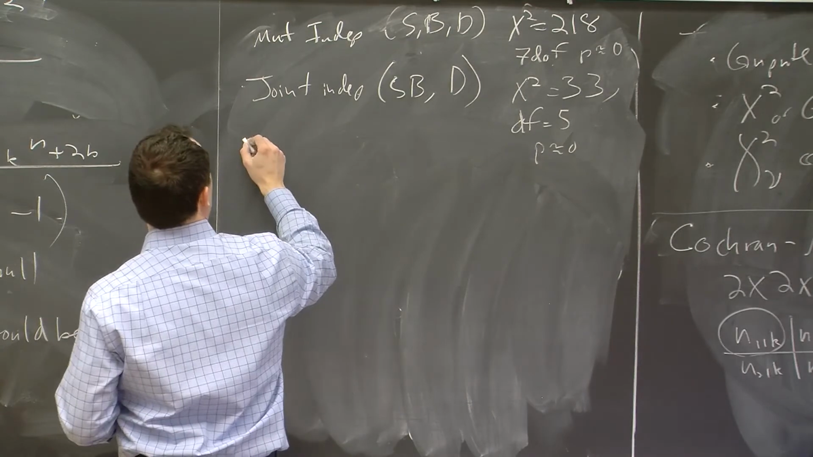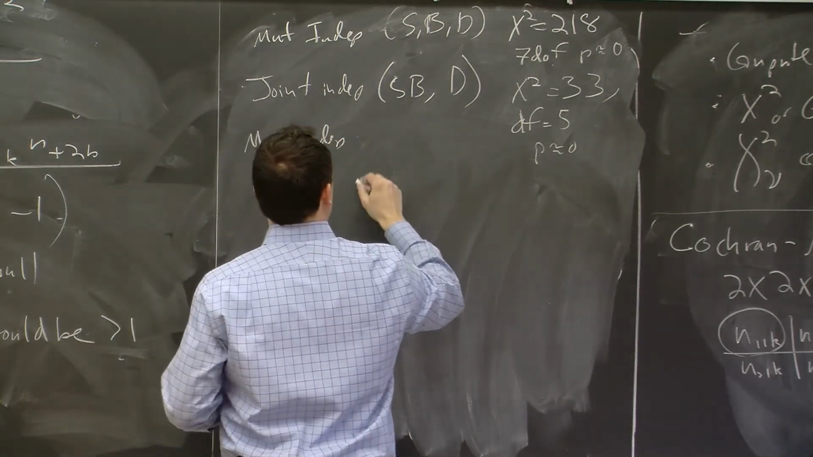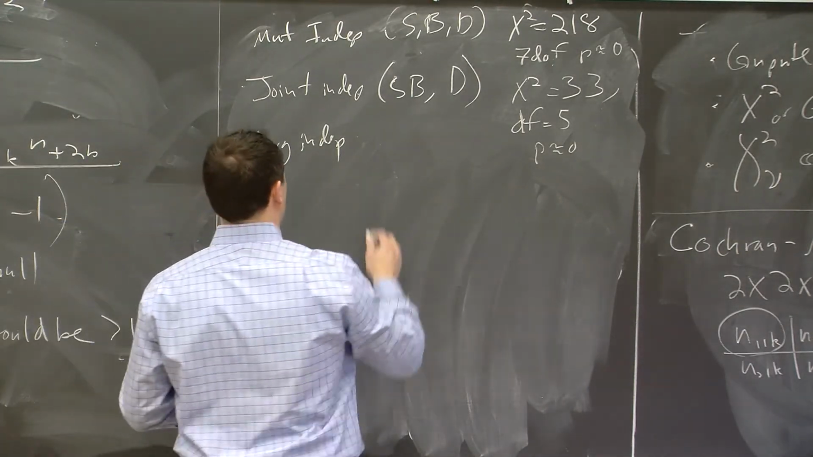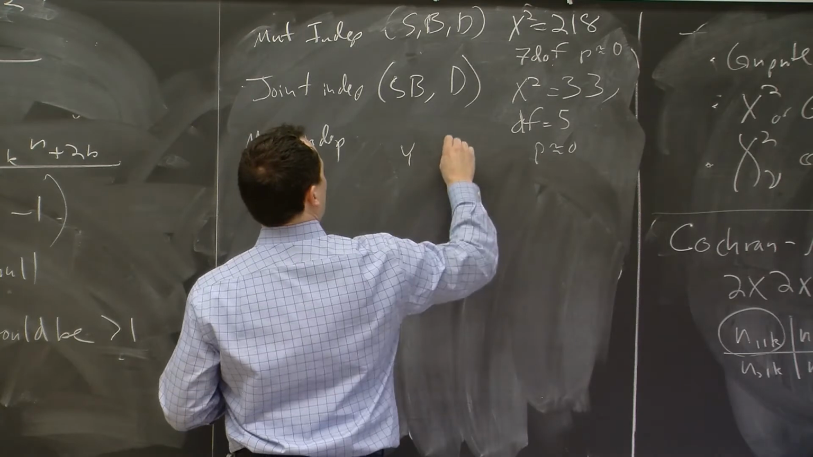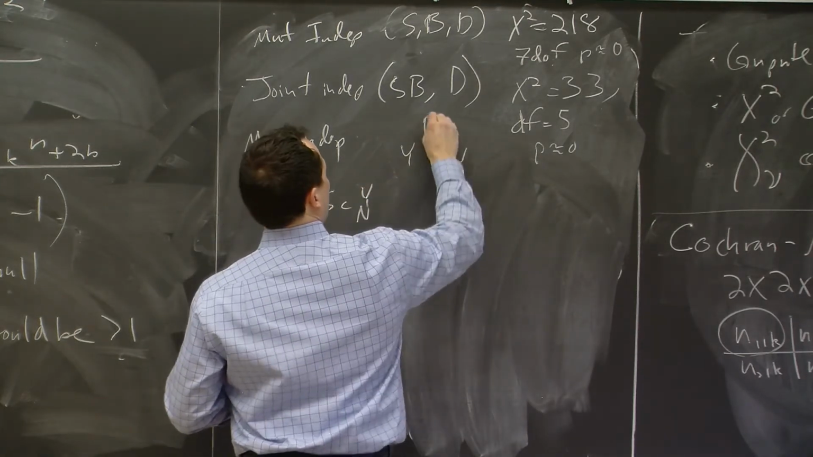We could try this ignoring, or marginal independence model, which would look like yes, no, scouting, and delinquency.